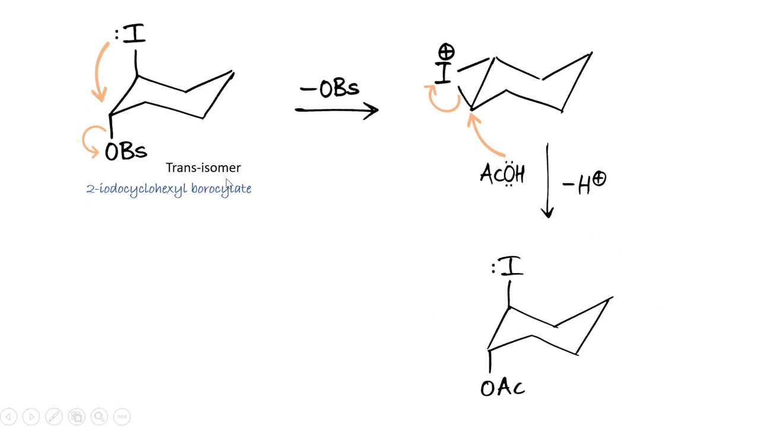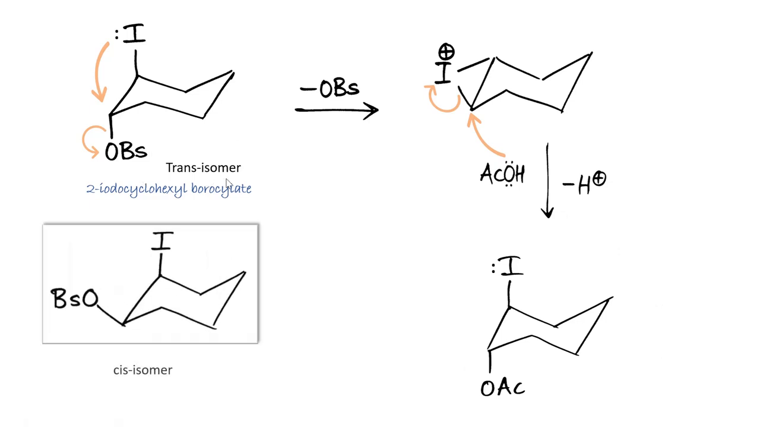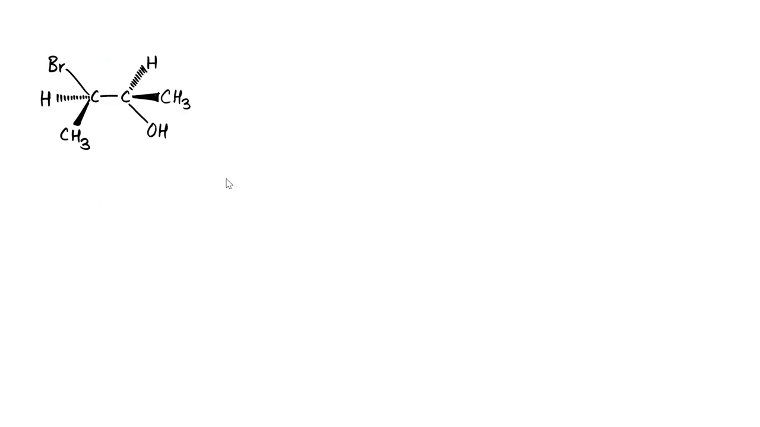In case of a cis isomer, the iodo group as well as the OBs group are both present on the same side. Because of that, the intramolecular nucleophilic attack is not possible. And because of that, acetolysis of the trans isomer is 2.7 times 10 raised to 6 times faster than the cis isomer. Another example of participation of halogen as a neighboring group is that of bromine.